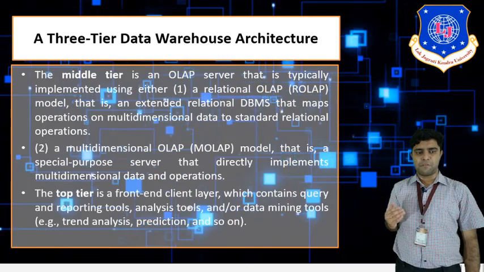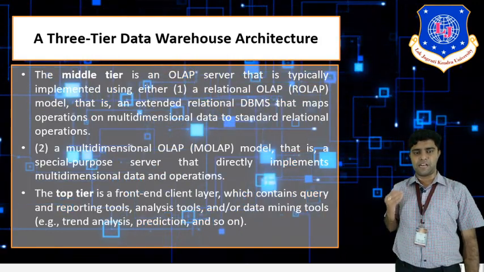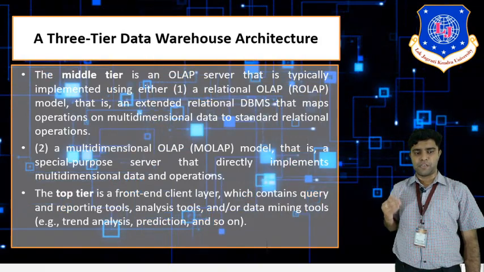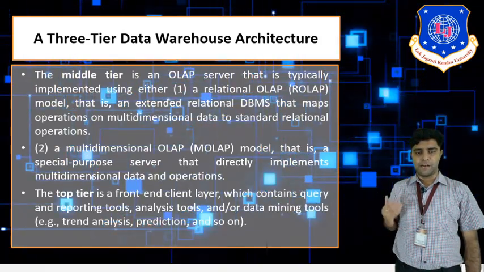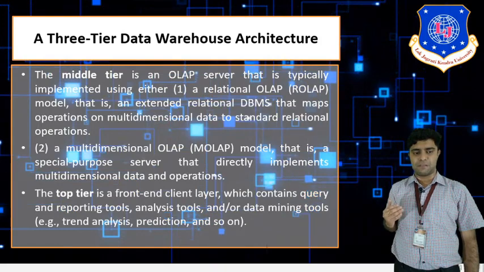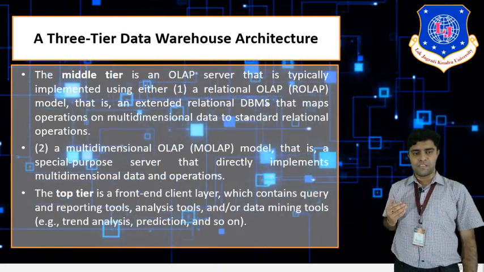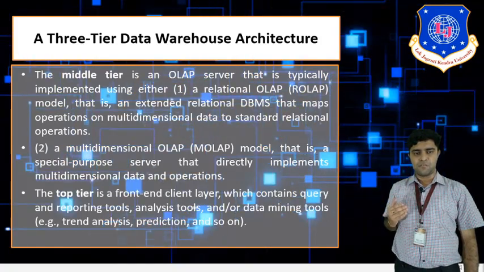The last tier is the top tier. The top tier is a front-end client layer, which contains query and reporting tools and different types of analysis tools or data mining tools, for example trend analysis, prediction and so on. So these are the three main tiers of the data warehouse architecture.